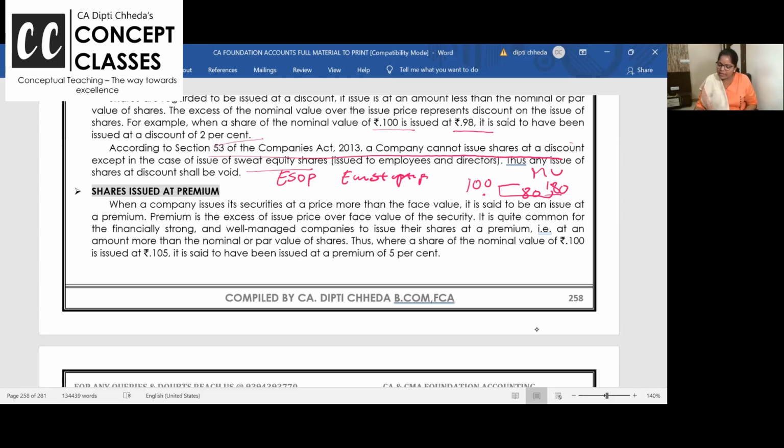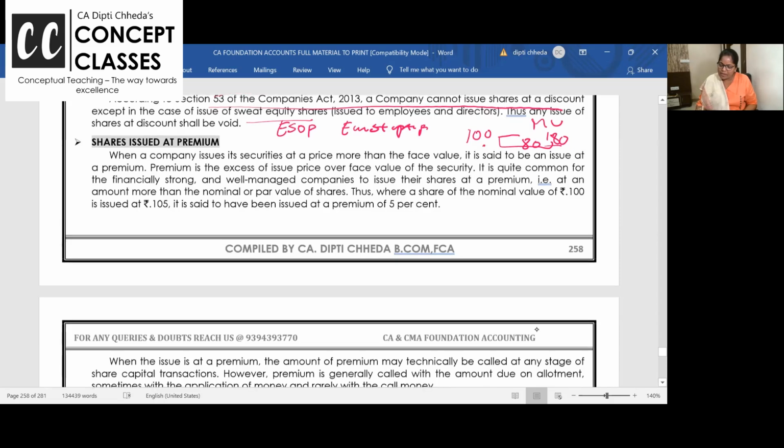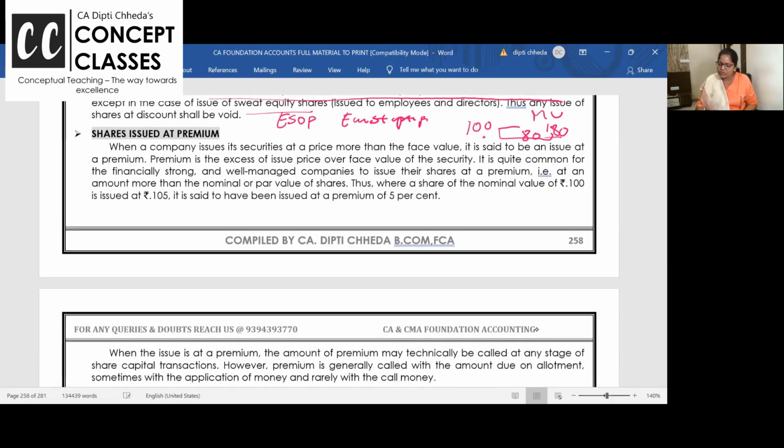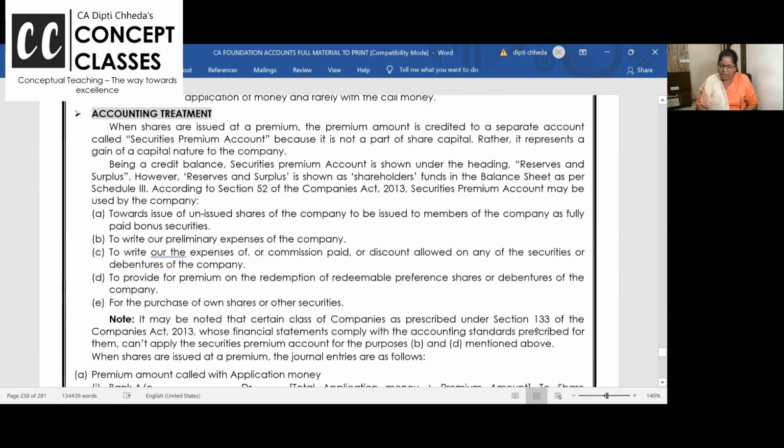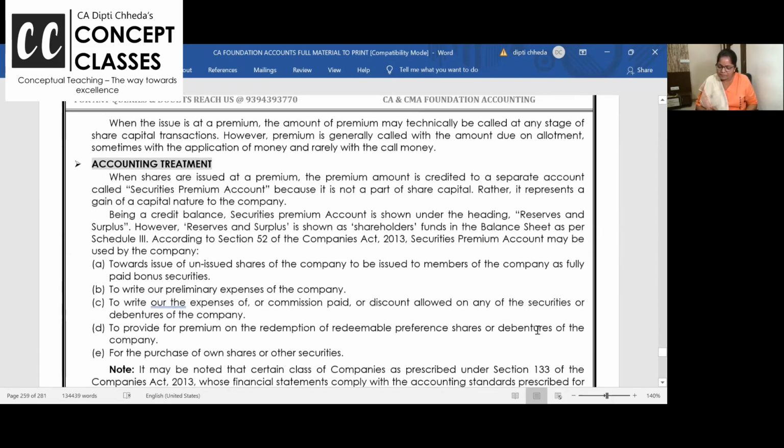Shares are issued at more than face value, at a premium. A 100 rupee share can be issued at 105, yes. But the share capital account should always be credited with the face value of 100. So the 80 rupees, where will you put it? In the securities premium account. Okay?